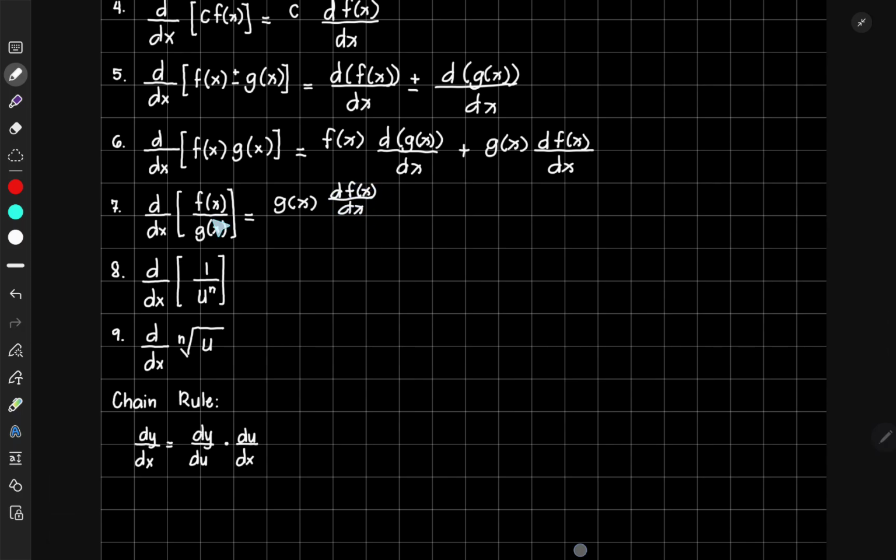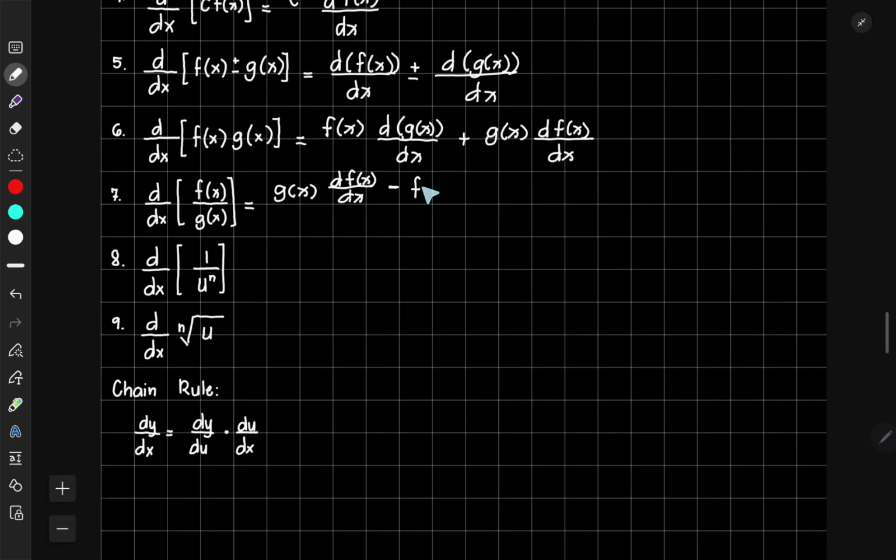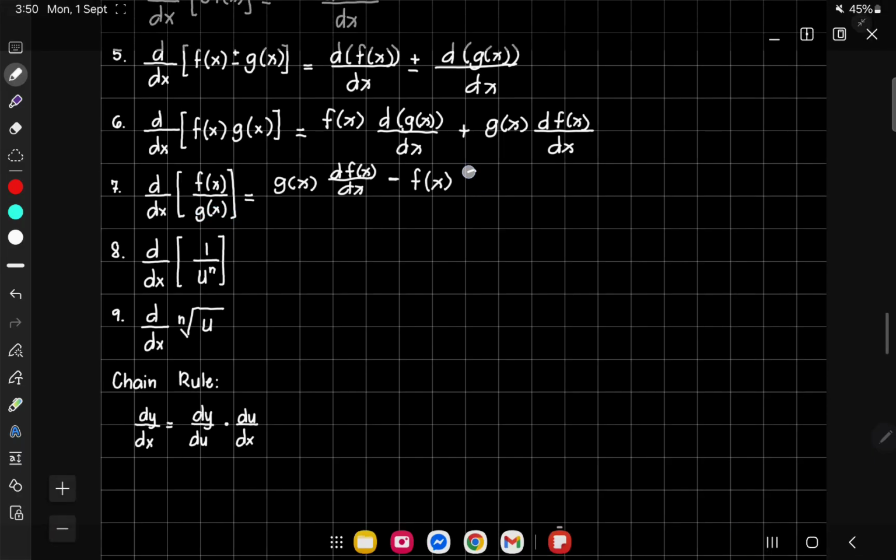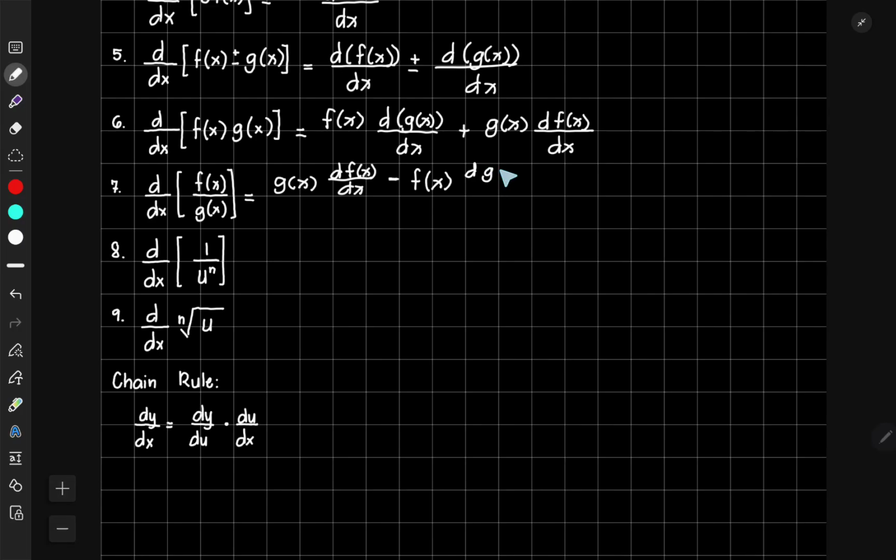With respect to x. So, division siya. So, this is minus. Then, you have to copy yung numerator natin, which is f of x. Then, get the derivative of g of x or the denominator. So, that is derivative of g of x with respect to x. So, this is all over. Get the square of the denominator. So, that is g of x squared. So, yan yung formula ng ating quotient rule.